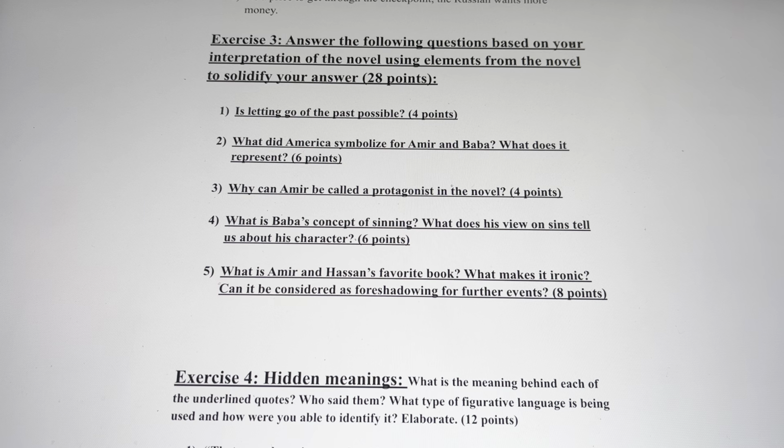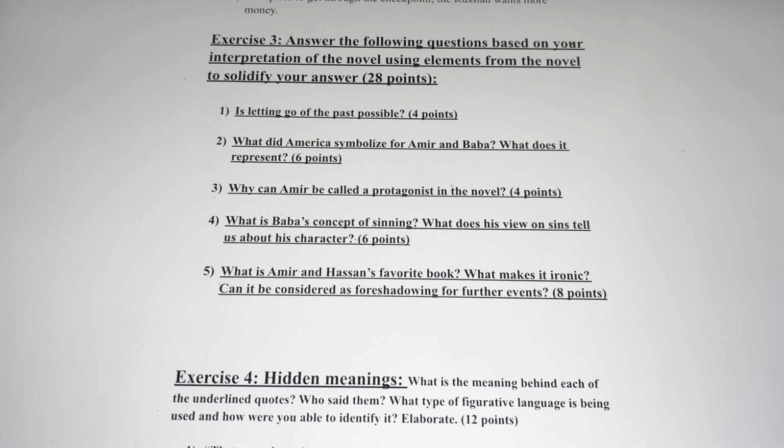How to answer this question is you have to say yes or no. My answer is yes, letting go of the past is possible, due to the fact that after Amir witnessed Hassan's rape, he was traumatized for many years. He could not recover from it no matter what he did. But in the end, after he adopted Sohrab and took him in, he was able to let go of the past in that event that traumatized him, because he was focusing on something new, and he knew that by taking in Sohrab, he fixed whatever he did, betraying Hassan.